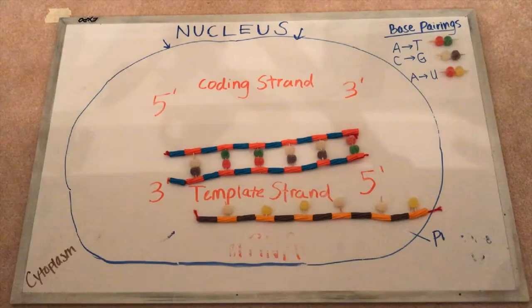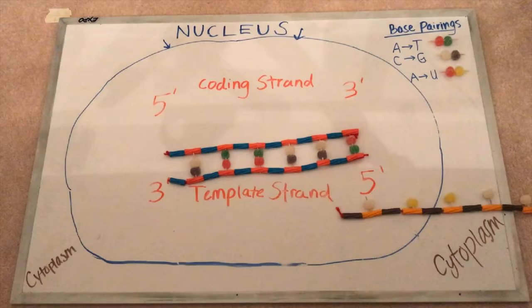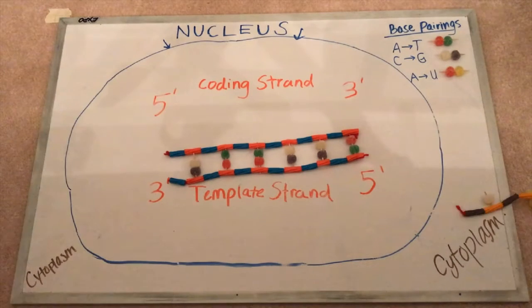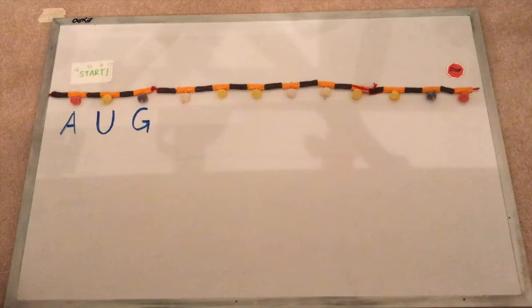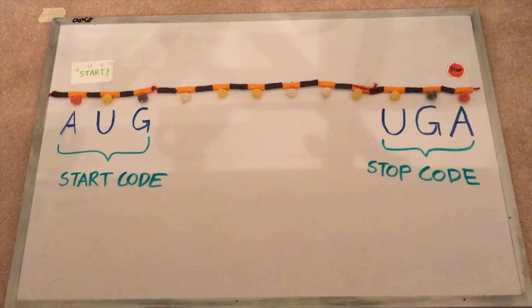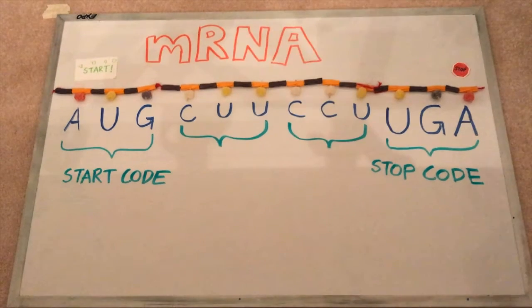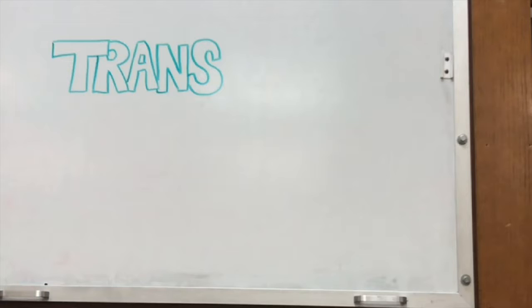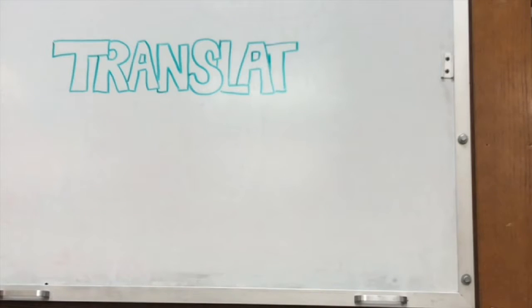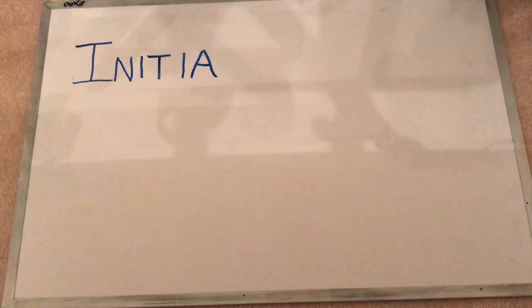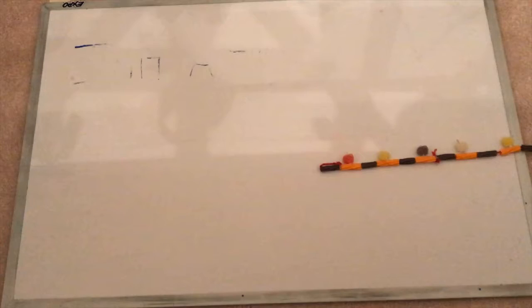It uses DNA as a template to make an RNA molecule. RNA then leaves the nucleus and goes to a ribosome in the cytoplasm, where translation occurs. Translation reads the genetic code in mRNA and makes a protein. Translation occurs in 3 phases.